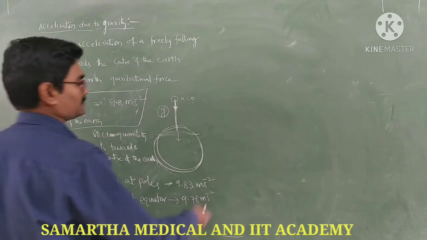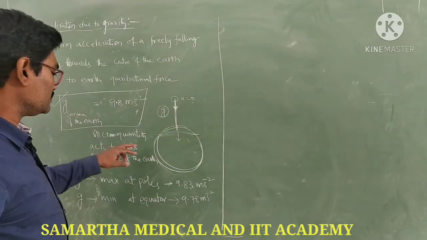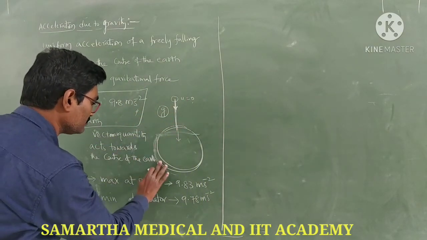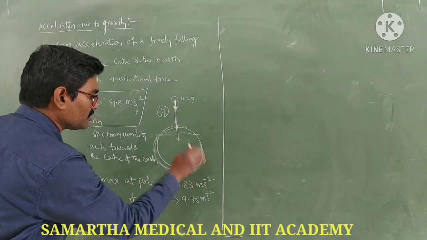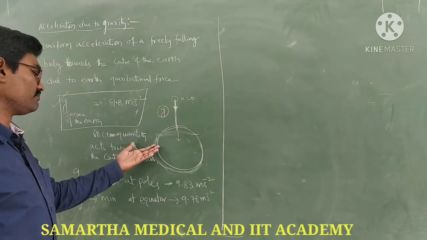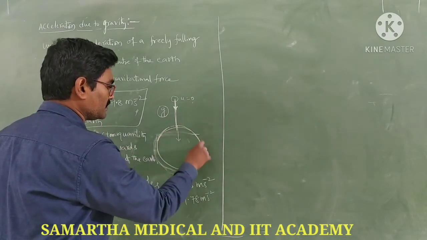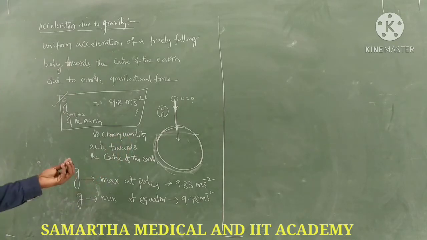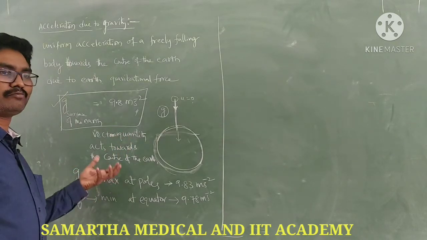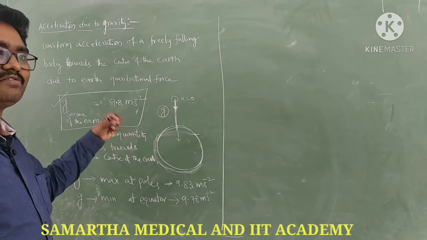Right. Next. The g value varies from place to place, and that depends on some factors, like if there is any place containing some mines, or some group of buildings. Due to that, acceleration due to gravity will change.